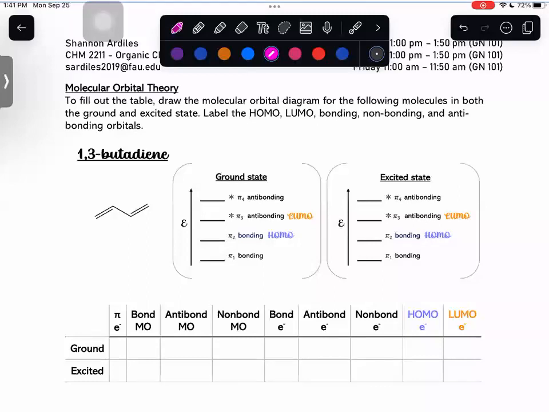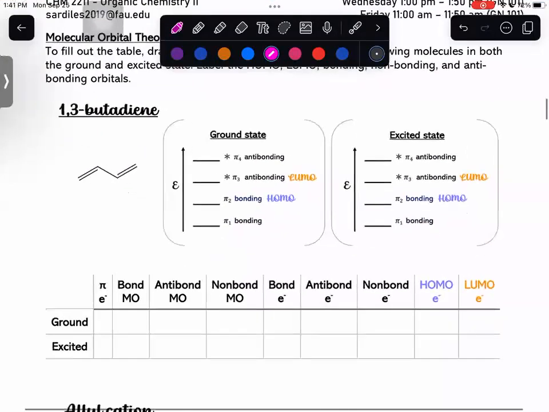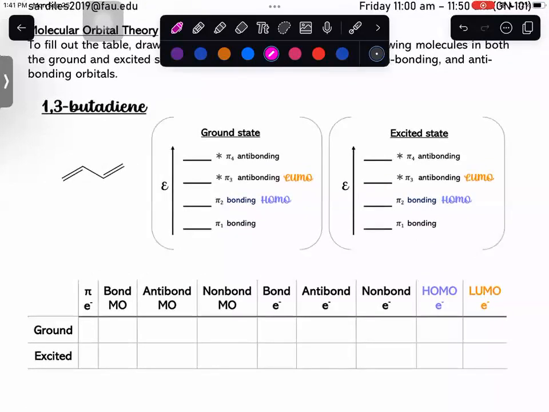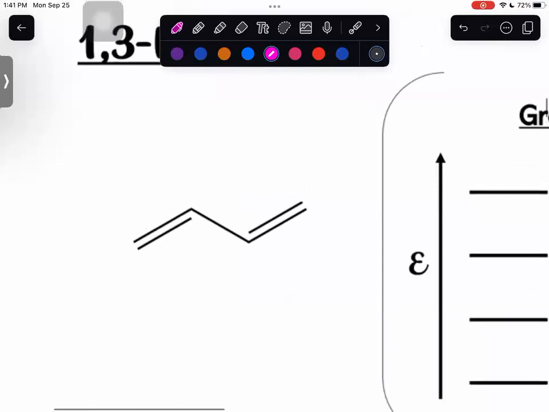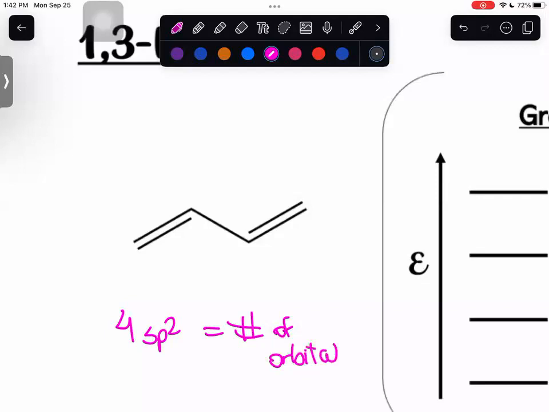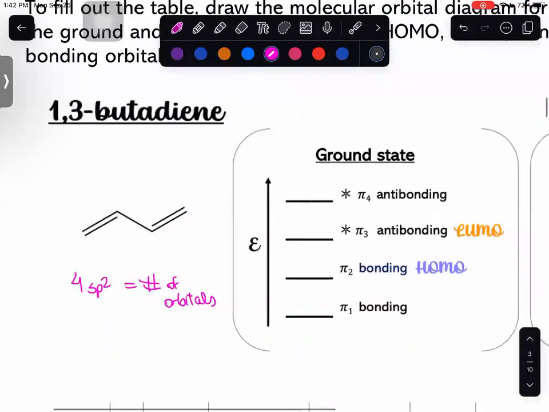So let's start talking about this. Let's start with the easy one, which is going to be butadiene. First of all, we're just going to start by looking at the molecule. How many sp2 carbons do we see? Give me a number. 4. 4 sp2 carbons. Depending on the number of sp2 carbons you have, that's going to correlate to the number of orbitals that you have. That's why in the diagrams you have 4 lines.